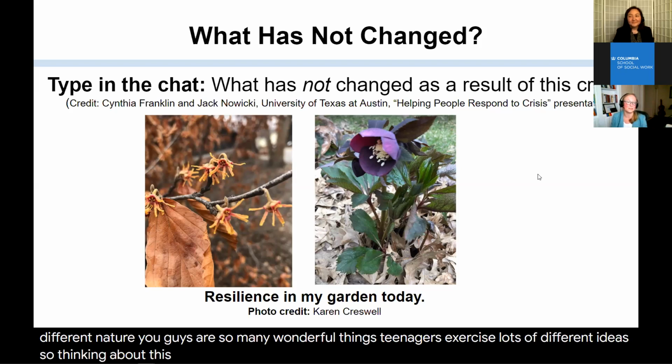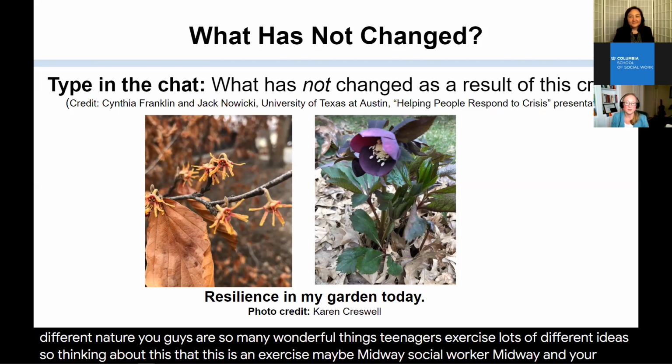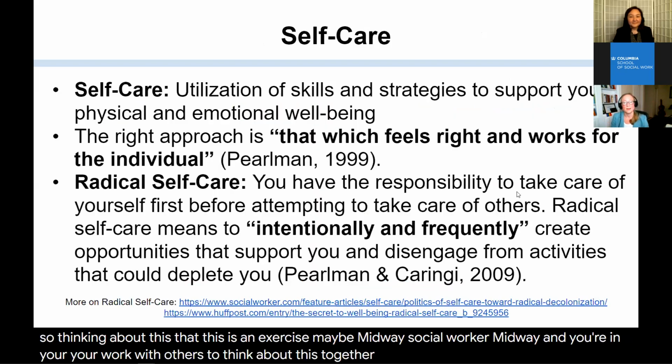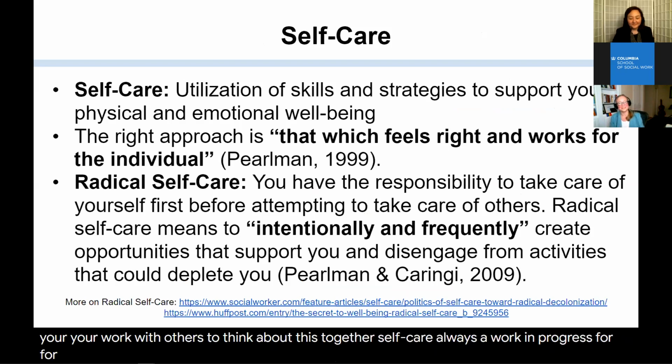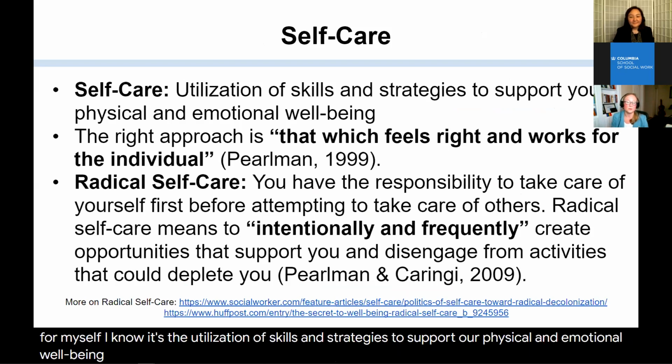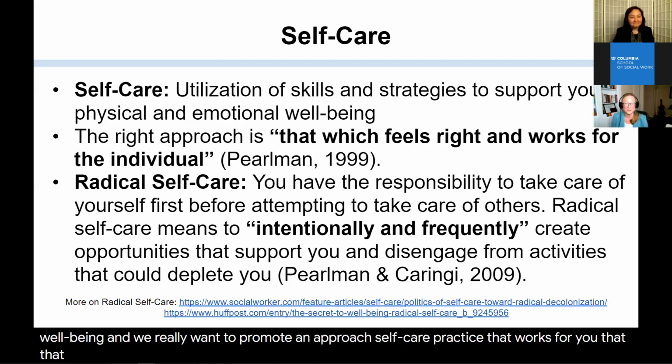So thinking about this, if this is an exercise, maybe midway in your class, or if you're a social worker, midway in your work with others, to think about this together. Self-care, always a work in progress for myself. I know it's the utilization of skills and strategies to support our physical and emotional well-being. And we really want to promote an approach and a self-care practice that works for you, that feels right and works for yourself. So think about it.